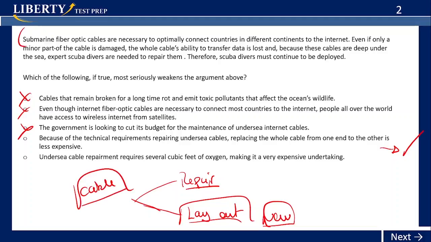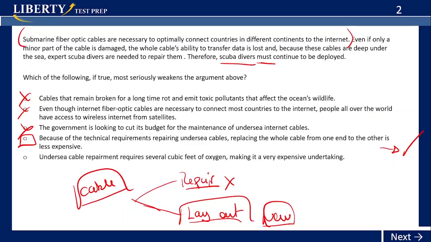Why? Because of the first sentence. The cables are important for a good connection between these countries. But there's another way for you to get the cable. You don't need to repair it. What you need to do is just lay out a new set of cables and you'll be good. So that was our answer here, because we don't need to continue to deploy scuba divers.